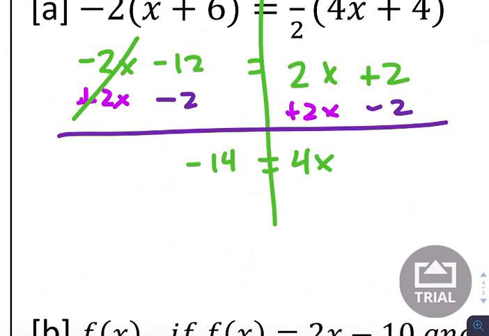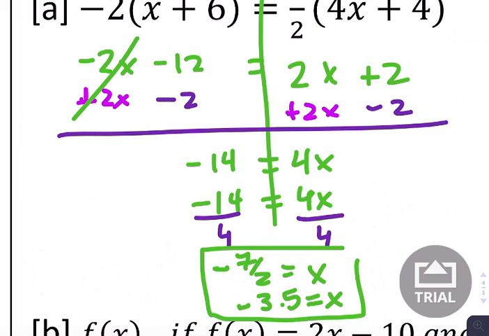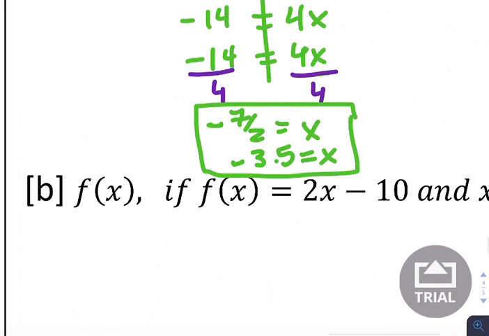Now we're down to the one-step solving. If I want to get 4x by itself, it is being multiplied by 4, so we will divide by 4. Leaving our x on the left, negative 14 over 4, we can cut that in half, making it negative 7 over 2. Or if you use a calculator, you can say it's negative 3.5 for x. Either one is totally acceptable. I prefer the fraction, so does mathematics, but it's up to you.